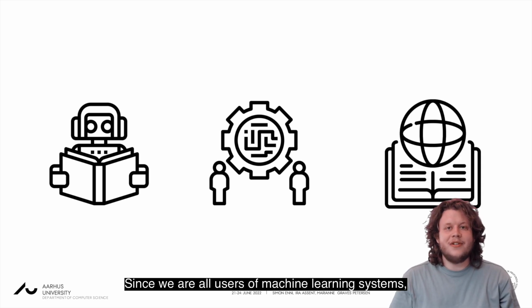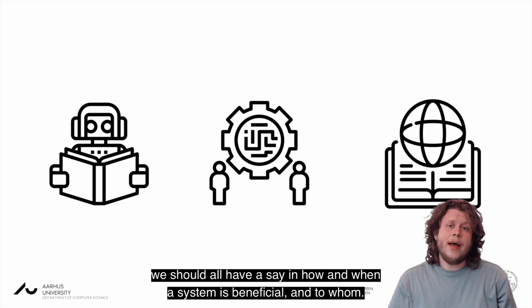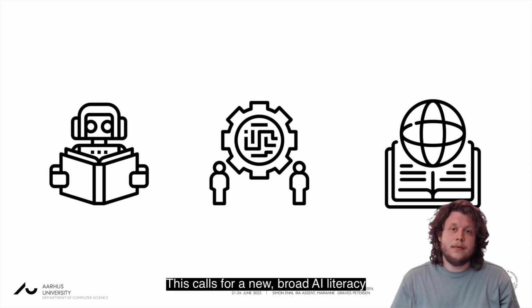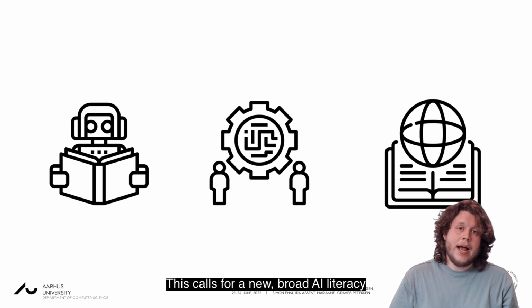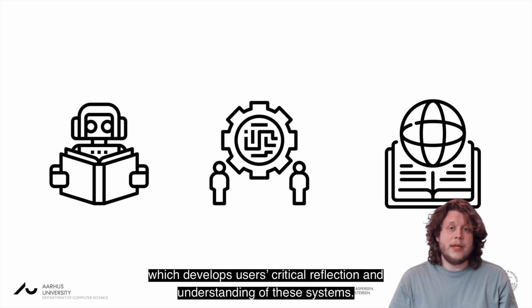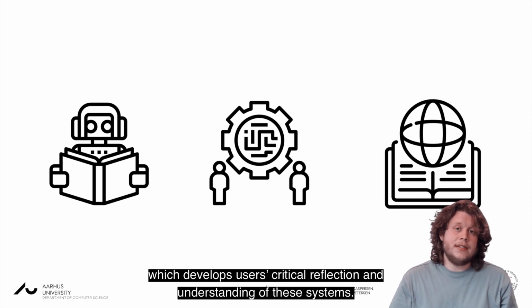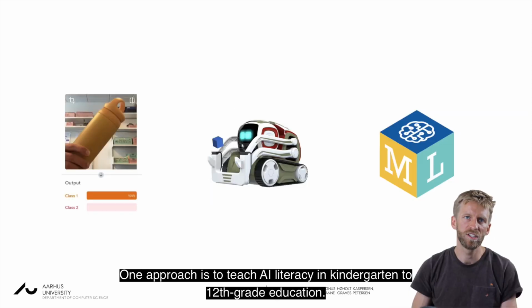Since we're all users of machine learning systems, we should all have a say in how and when a system is beneficial, and to whom. This calls for a new, broad AI literacy which develops users' critical reflection and understanding of these systems. One approach is to teach AI literacy in kindergarten to 12th grade education.